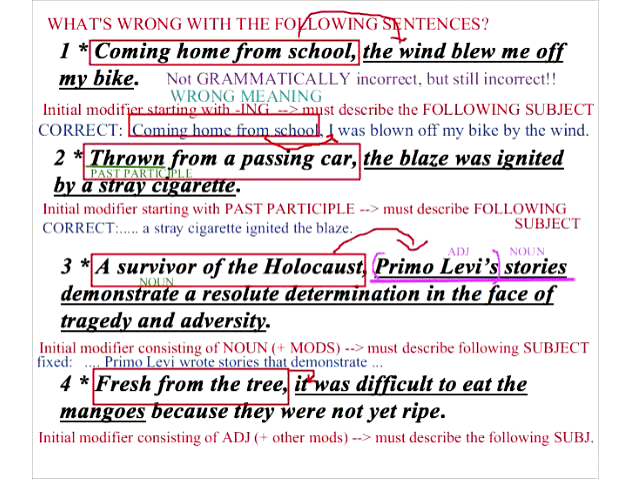"It" is one of those special placeholder pronouns that doesn't really stand for anything. So to fix this sentence, we need to have the mangoes here. The corrected version would be: "Fresh from the tree, the mangoes were difficult to eat because they were not yet ripe." Okay, smiley face if this makes sense. If not, please ask a question.